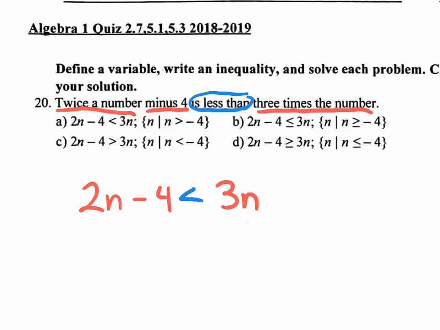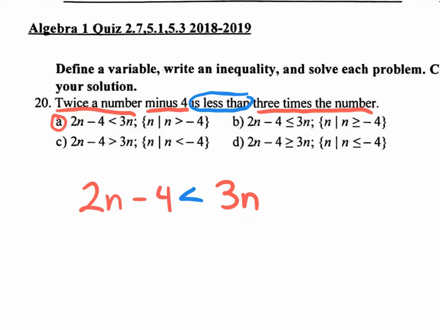And as you could see, you already know the answer. The answer is going to be A, because that's the only one that has that exact inequality. All the other ones have something different. This is a greater than, less than or equal to, greater than or equal to. So we know that it's A already. But just for fun, let's solve this thing. We're going to go plus 4.